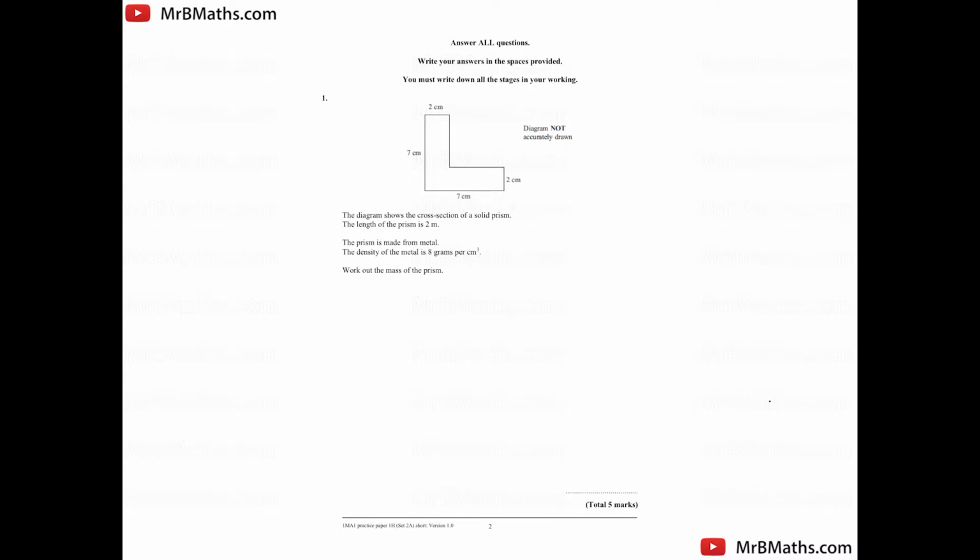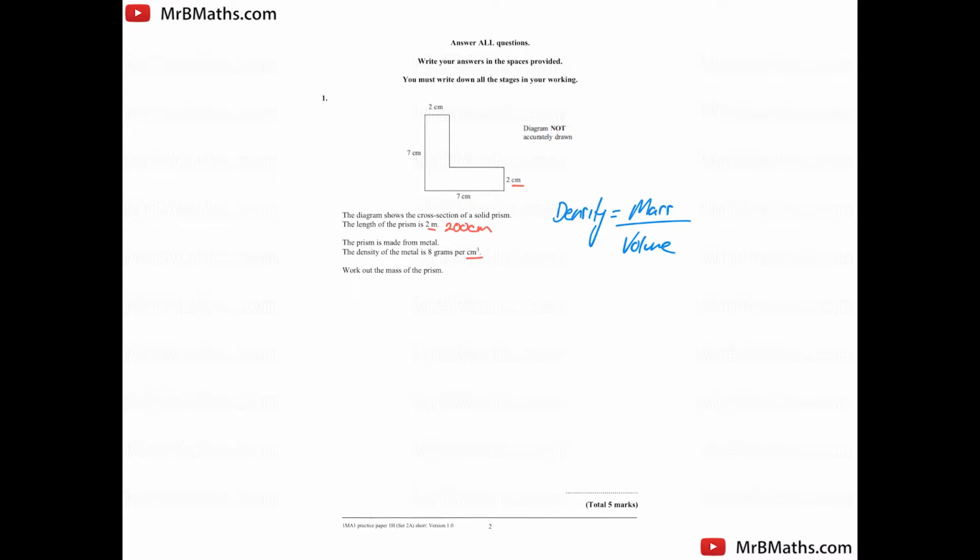So the first thing that should come into your head is the formula for density, which is density equals mass over volume. Now before we start plugging in numbers, you have to see that we have centimeters and meters and centimeters cubed. So we're going to need to convert them all to the same unit. The easiest way will be to convert this meter into centimeters.